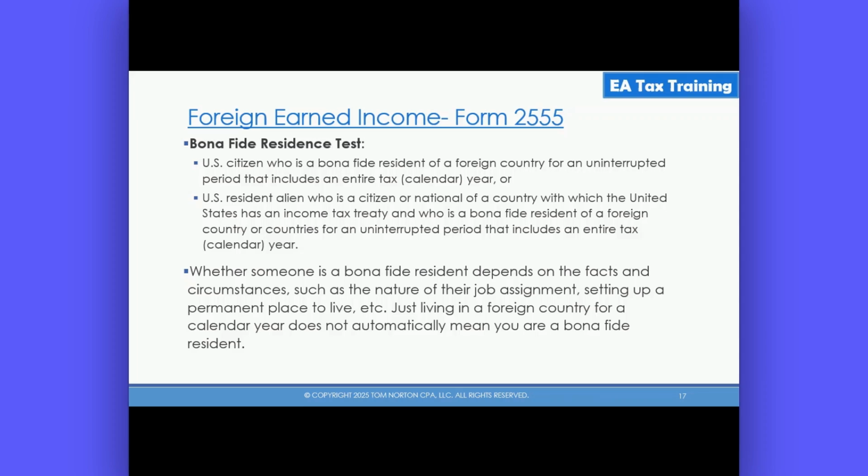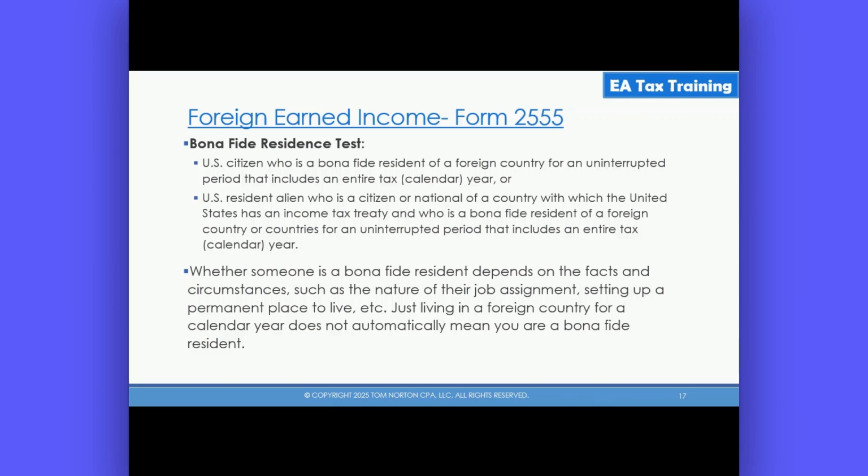So notice one important distinction here. The foreign country of which you are a resident does not have to be the foreign country of which you are a citizen. It can be a different foreign country. It's just that in order to qualify, if you're not a U.S. citizen, but instead you're a U.S. resident alien, it has to be that whatever country you are a citizen of has an income tax treaty with the United States. If they do not, then you do not qualify for the bona fide residence test.